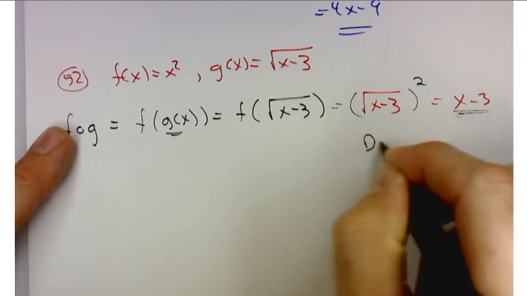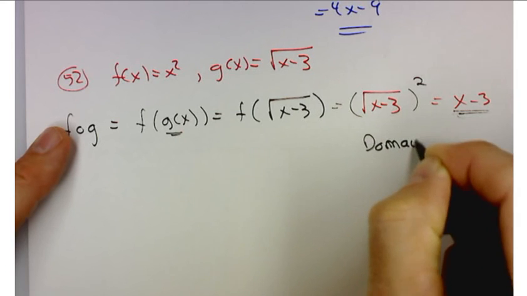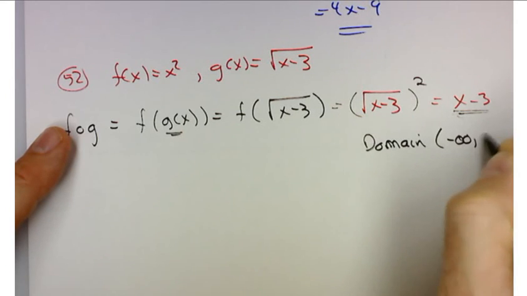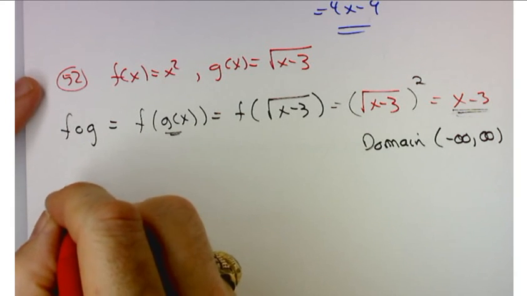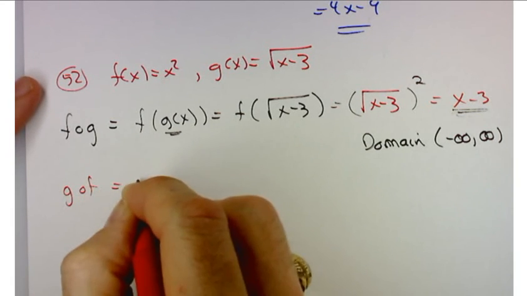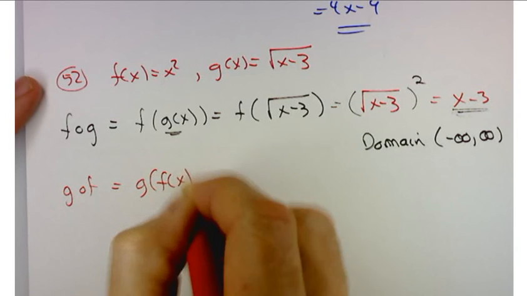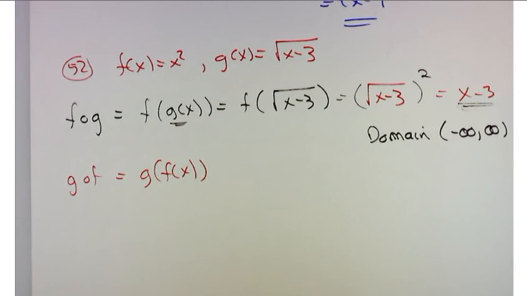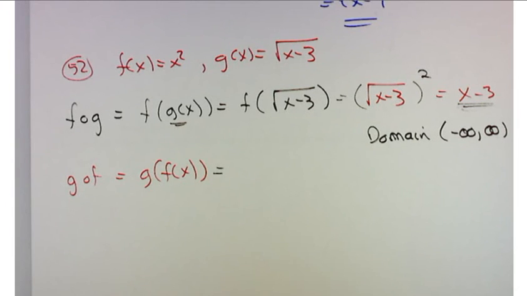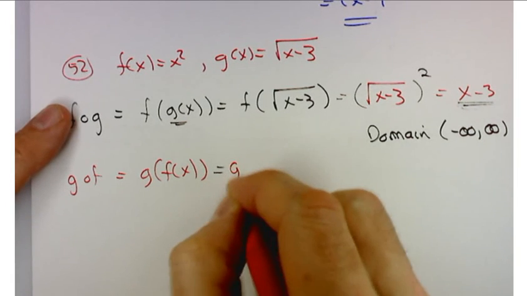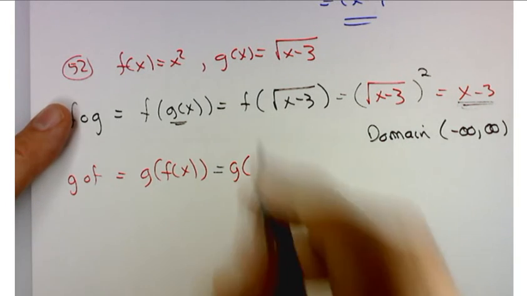What if I did things the other way? g of f says g of f of x. This time the inside function is which one? It's your x squared. So g of x squared, so you're going to take x squared and plug it into the function for g. Square root of x squared minus 3.